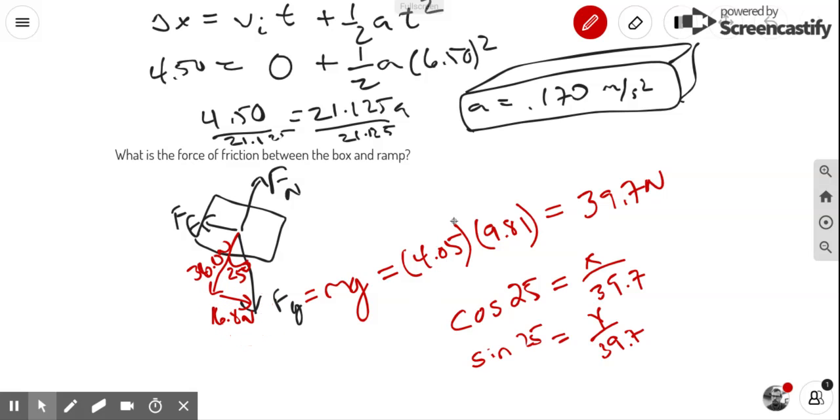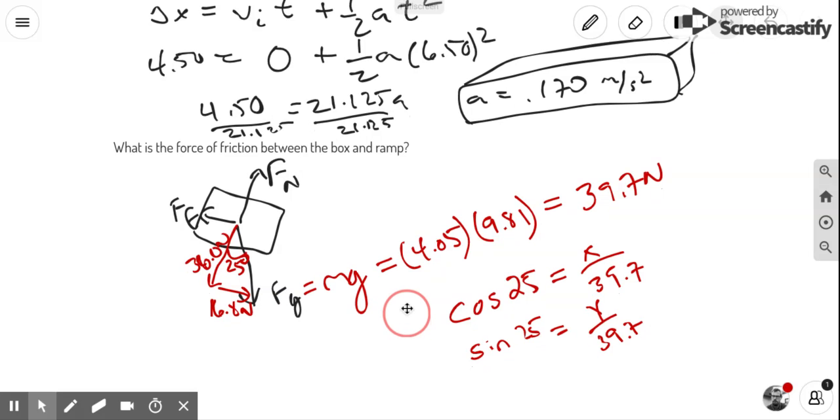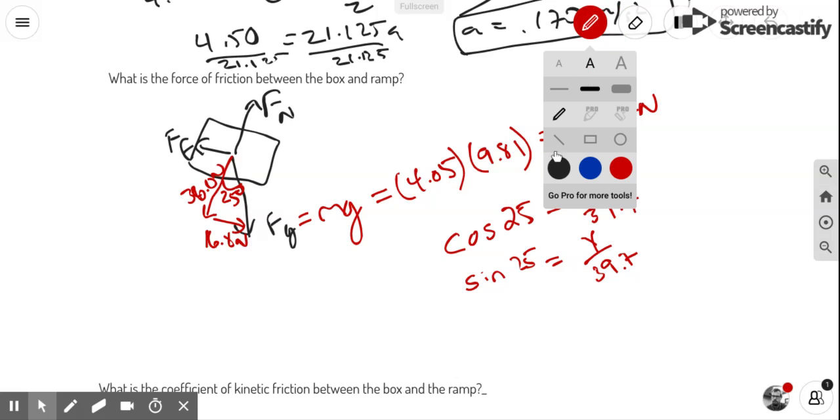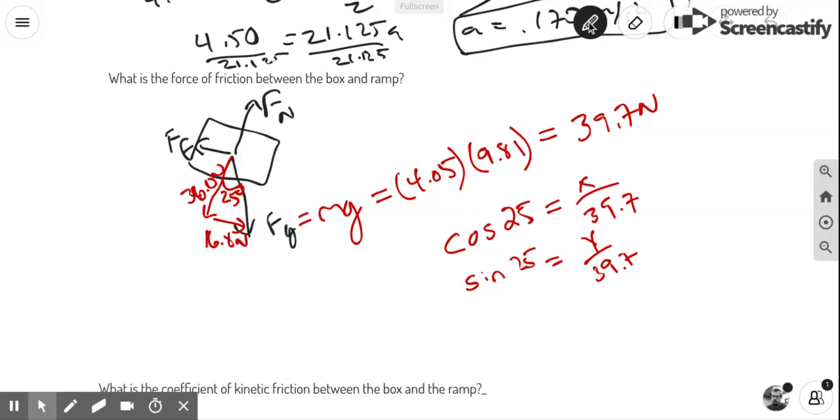All right, so I've got those sides there. And I want to figure out the coefficient of friction here. Or not the coefficient of friction, I just want to figure out the force of friction for the moment. So if I scoot down a little bit, if these forces don't balance, I know that the box is accelerating down the ramp. So it means that 16.8 newtons and the force of friction are not equal to each other. If they were equal, we'd be going at a constant speed, but we just found an acceleration.